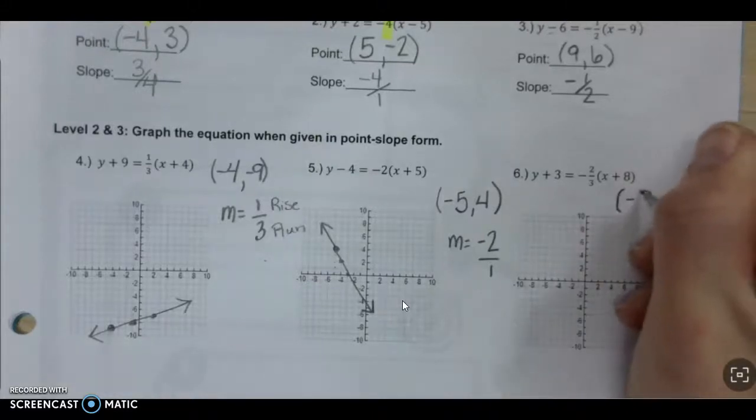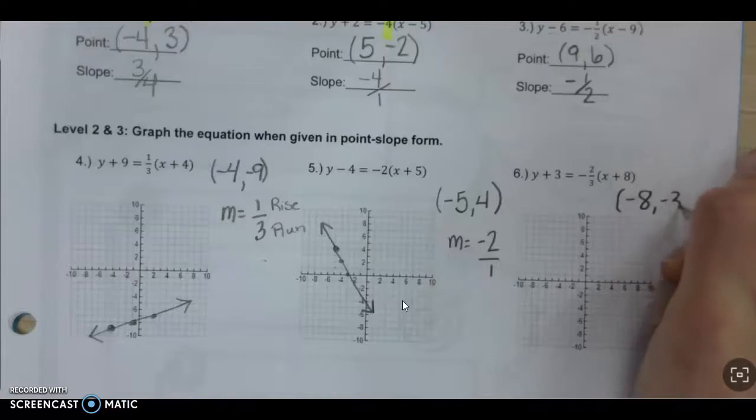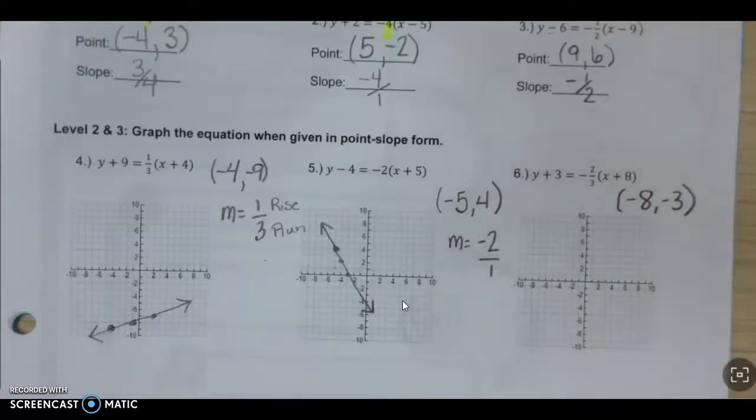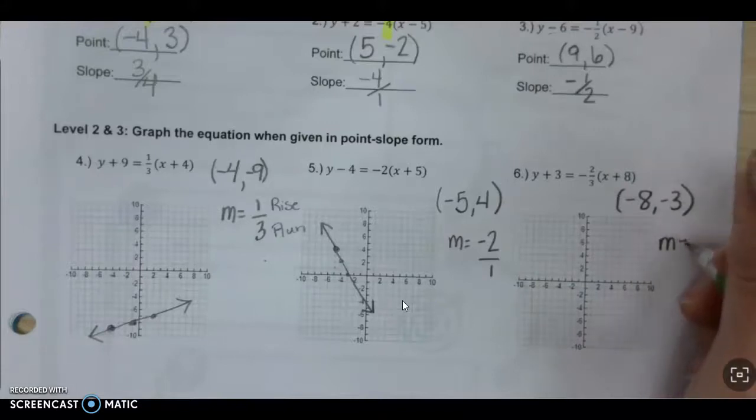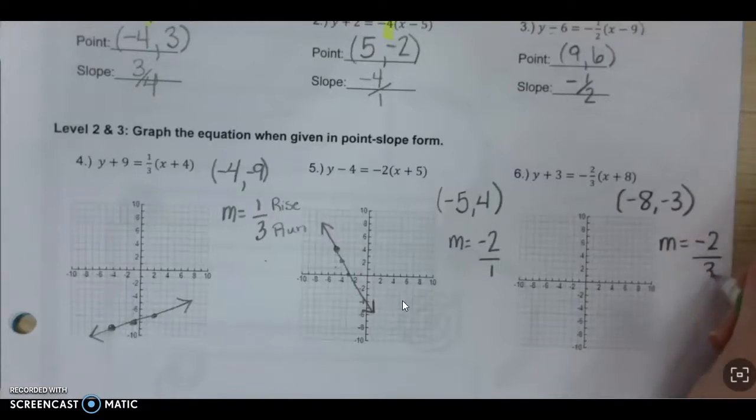So negative 8, negative 3. And then my slope is going to be negative 2/3. Now when I write this down, I'm going to give that negative to the top number, but not to the bottom number.